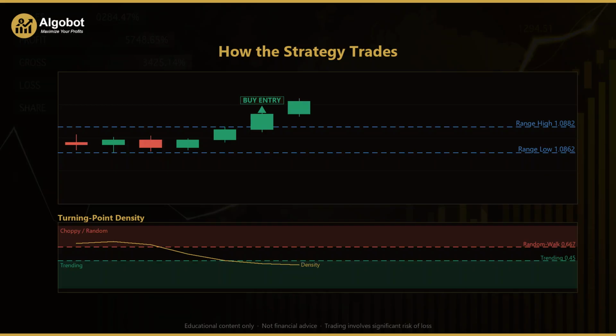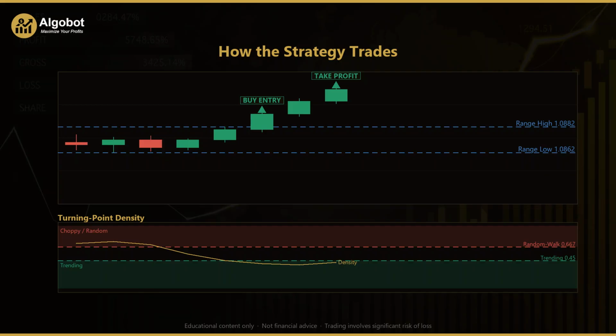On the sixth candle, the breakout happens. The bar closes decisively above the range high near 1082. The density is comfortably inside the trending zone, and the net displacement over the window is positive. All three conditions agree, so the buy entry marker appears. The strategy places its stop 2 average true range units below the entry and sets the take profit at 1.8 times that distance above.